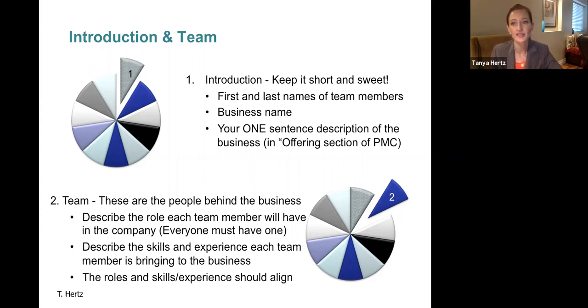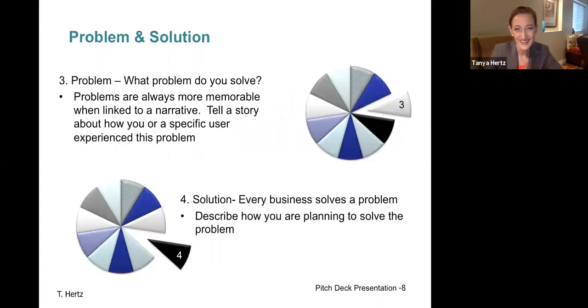It just needs to make sense why that person was chosen for that particular role. Oftentimes people will include a photo here of each person, which is lovely. As many photos as you can put in a pitch deck that are valuable, useful photos, I encourage including them. Don't just fill it up with clip art for the sake of filling it.